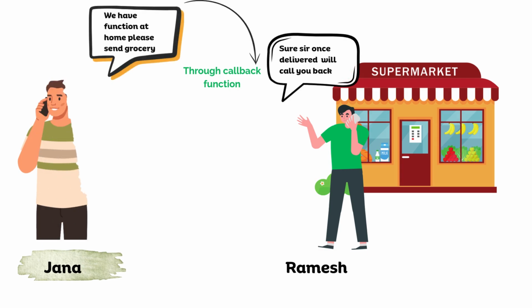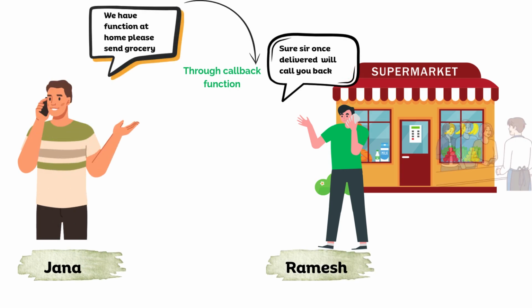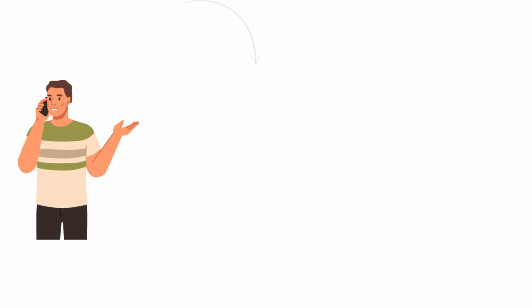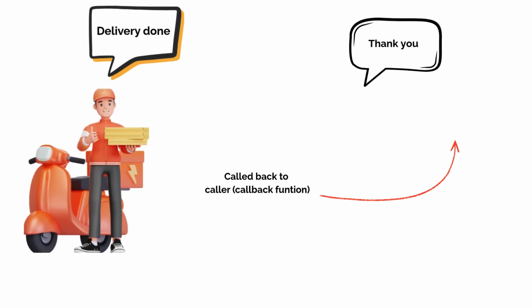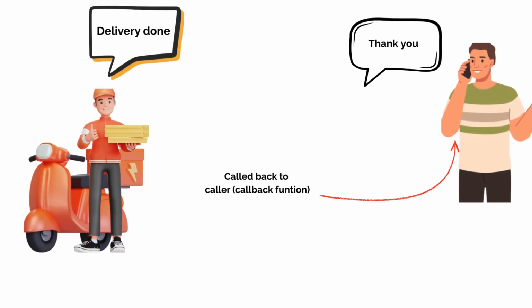So there is a nearby supermarket where Ramesh is the owner. So he makes a call to Ramesh requesting him to deliver some of the groceries. So he made a request there. After receiving the request, Ramesh replied, "Sure, I'll pack the groceries and I'll deliver them. And I'll make sure I'll call you back once that is done." So Ramesh is making sure he will call you back.